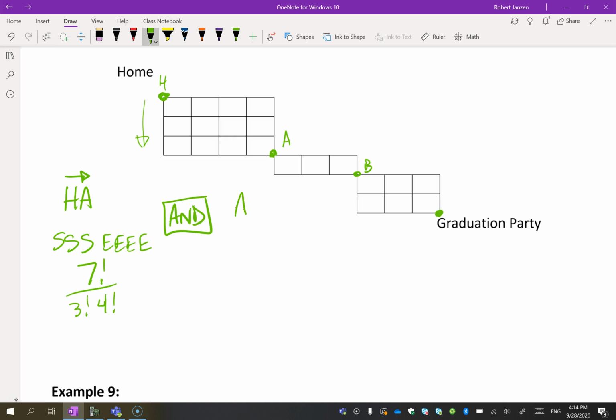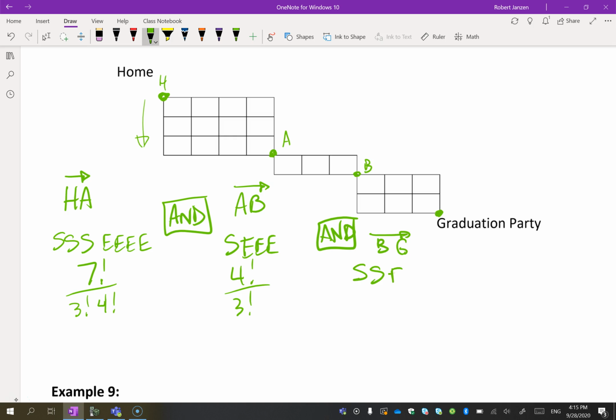Okay, and I need to get from A to B. A to B, there is going to be 1 south and 3 e's. That's 4 factorial over 3 factorial. Okay, and I need to get from B to the graduation party. That's going to be down twice and right 3 times. So that's 5 factorial over 2 factorial, 3 factorial.